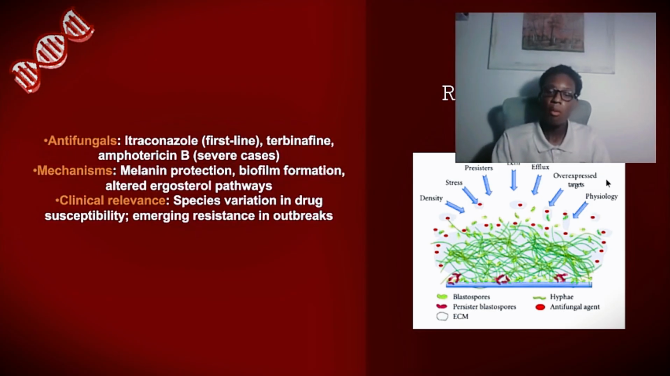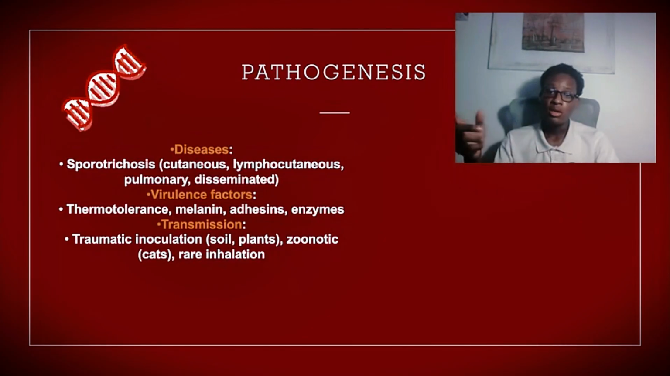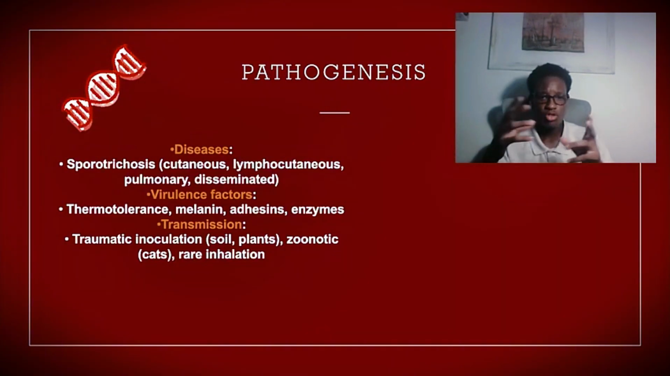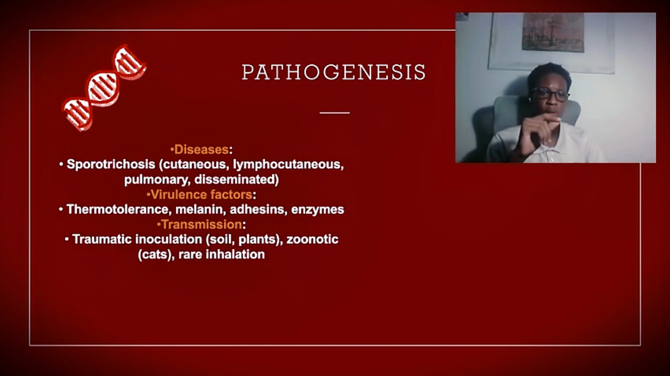Next is diseases. Pathogenesis. This fungus causes sporotrichosis. It can affect the skin, lungs, and spread through the body. It usually enters through cuts, scratches, and sometimes through contact with infected cats. It spreads along the lymphatic system, forming bumps.